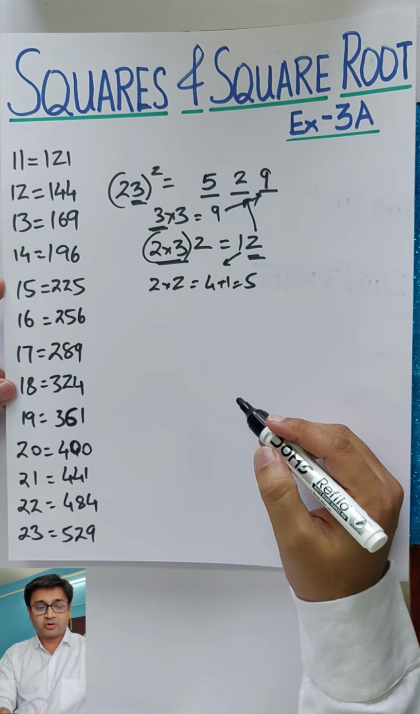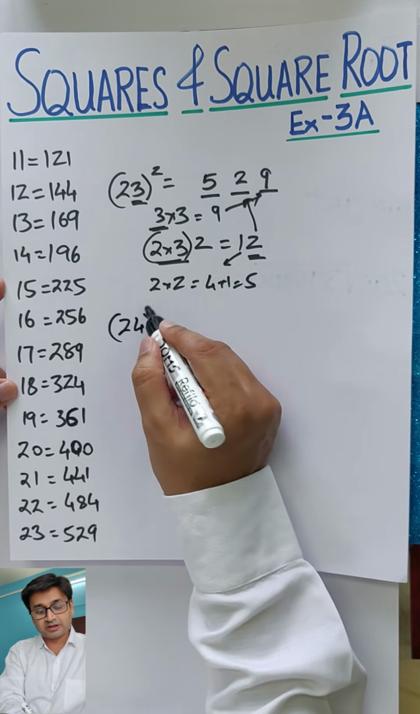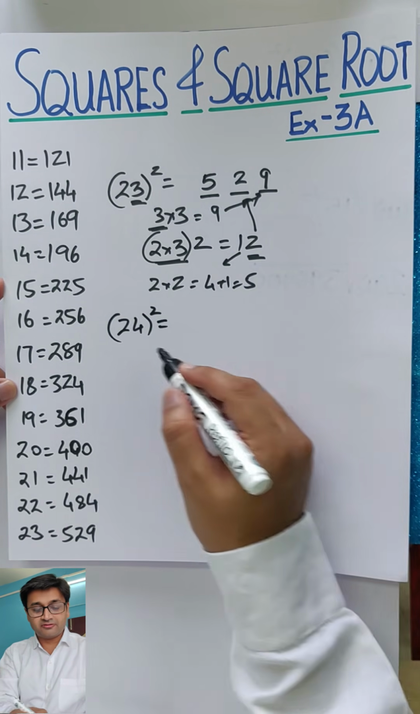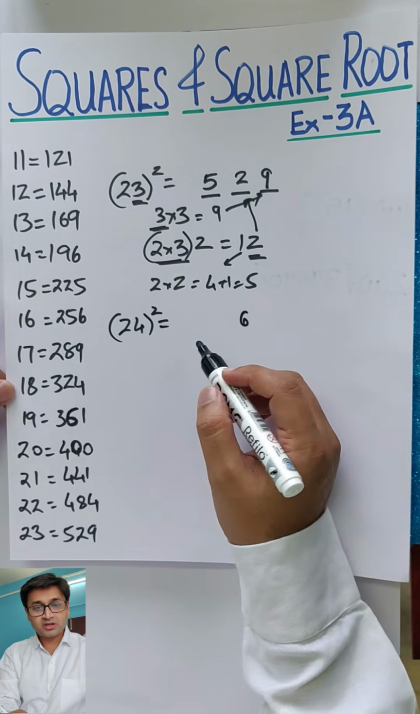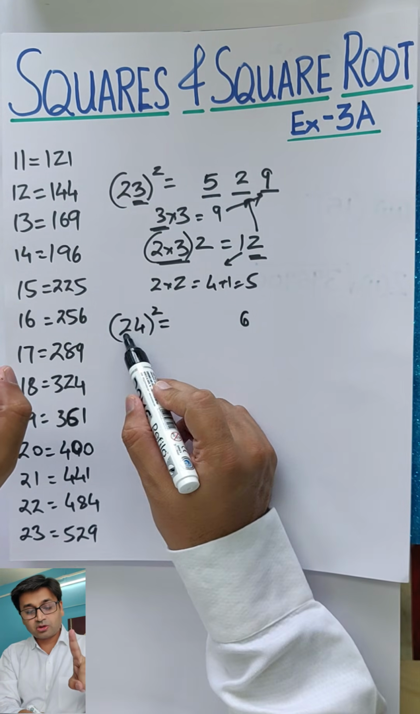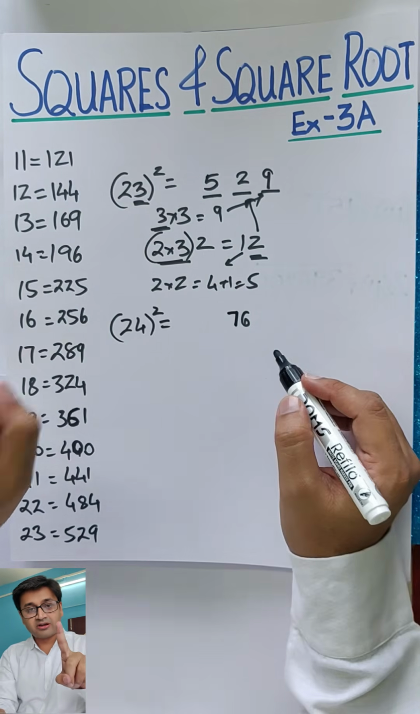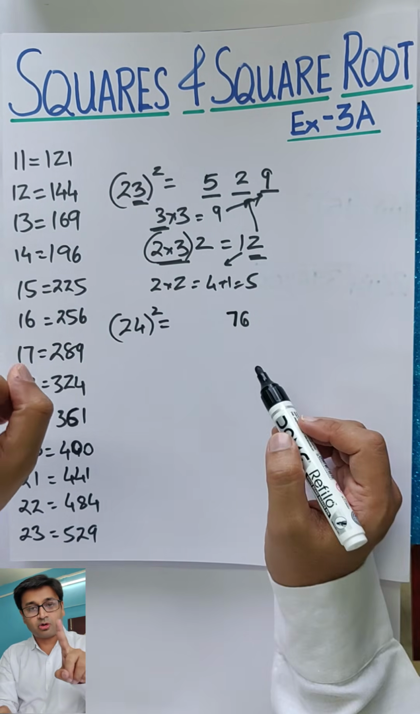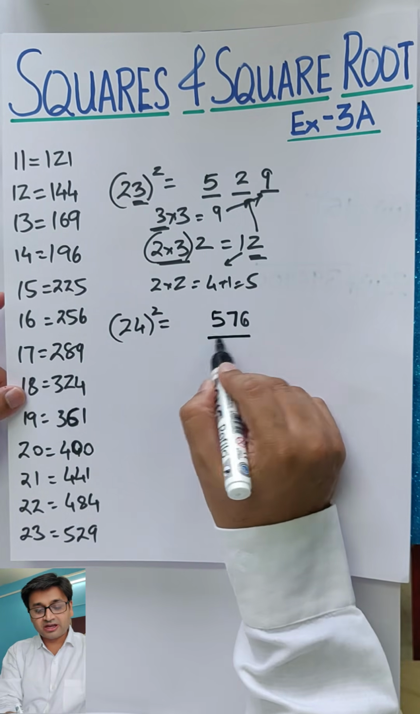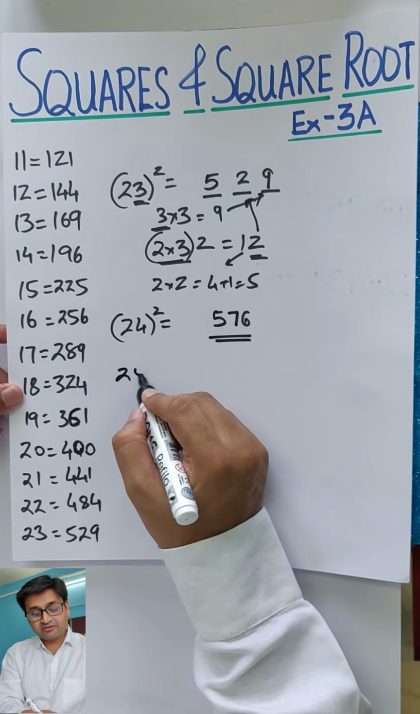You want to try one more? Chalo, let's take 24 square. So everybody with me, 4 square, 16. So 1 carry over. 4 twos are 8, 8 twos are 16, plus 1, 17. So again 1 carry over. 2 square, 4, plus 1, 5. So 576. 25, last one.